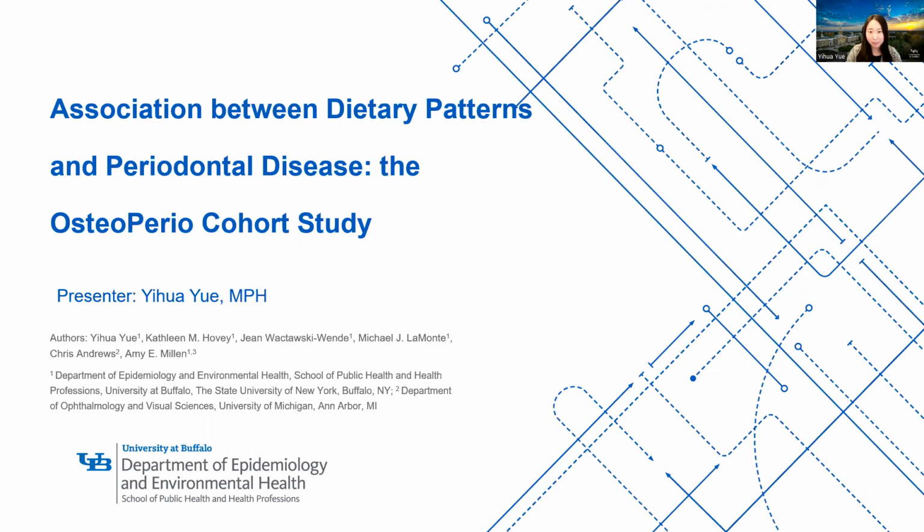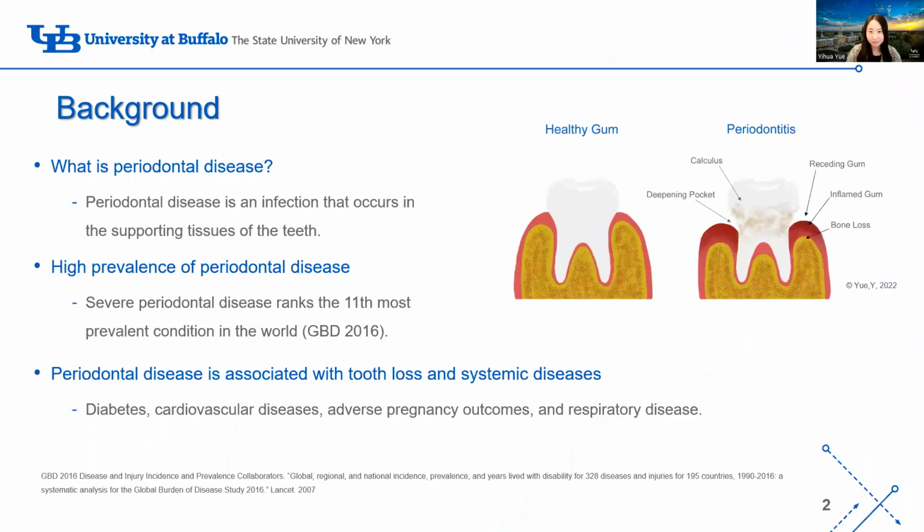Today, I am presenting my project entitled Association Between Dietary Patterns and Periodontal Disease, the OsteoPerio Cohort Study. Periodontal disease is an infection that occurs in the supporting tissues of the teeth. As we can see by the image on the right, periodontitis, which is a late stage of periodontal disease, has some symptoms including receding gum, inflamed gum, deepening pocket, and bone loss.